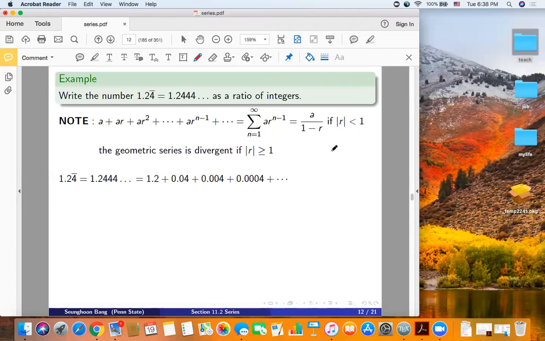This is a geometric series. So what do you think? The geometric series? Yes. What's the common ratio?